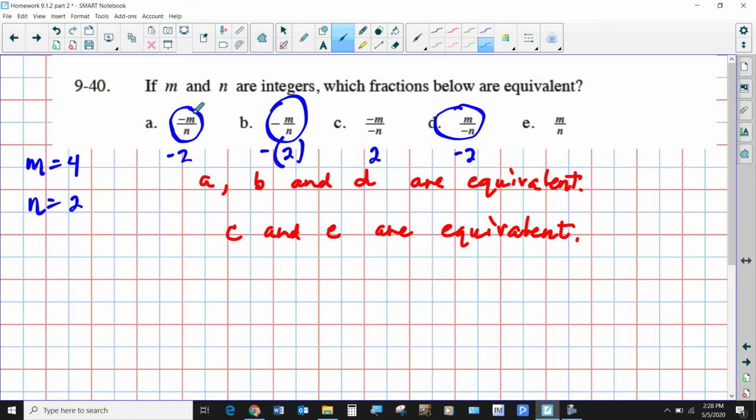So it looks like A, B, and D are all equivalent to each other because, with just making up 2 random numbers, they all give you the same value. So they're equivalent to each other. And then a positive divided by positive gives you a positive answer. So it looks like C and E are also equivalent to each other.